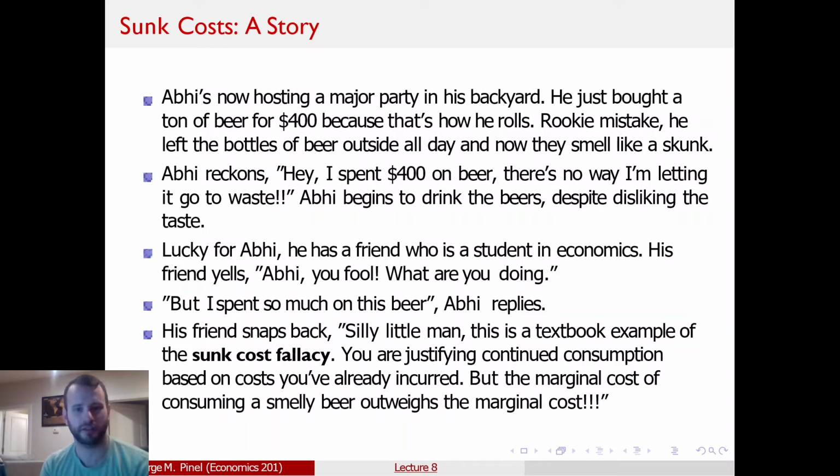He's a meatball head. This is a textbook example of what we call the sunk cost fallacy. You're justifying your continued consumption of something that you don't like based on costs you've already incurred. So you've already paid the cost. Okay? Your marginal cost for consuming the beer is zero, but your marginal utility is negative.